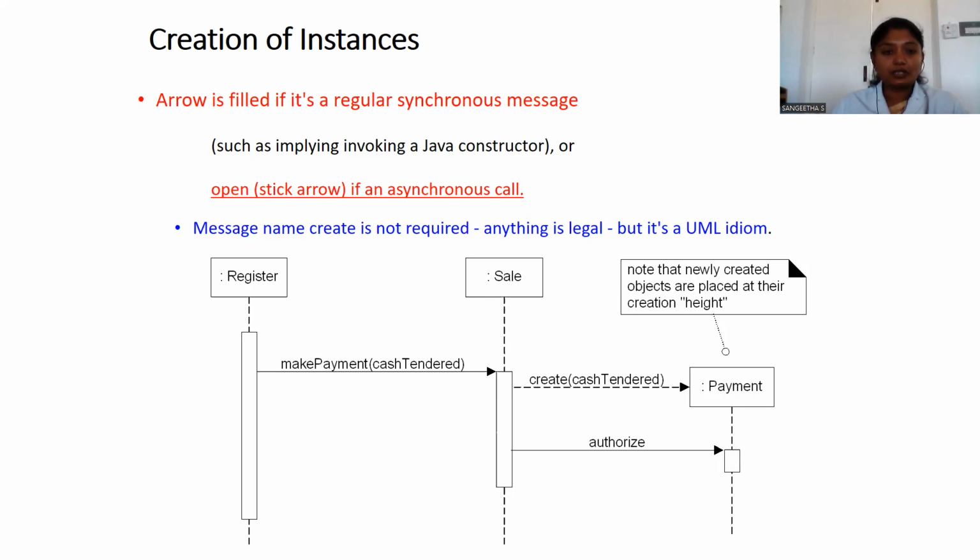Here we have two objects called register and sale initially. The sale object is sending one message which is called create, with cashTendered. Create is a predefined message, and cashTendered is the parameter. So using the create message, it is creating the object called payment. By using the create message, we are able to create one new object.